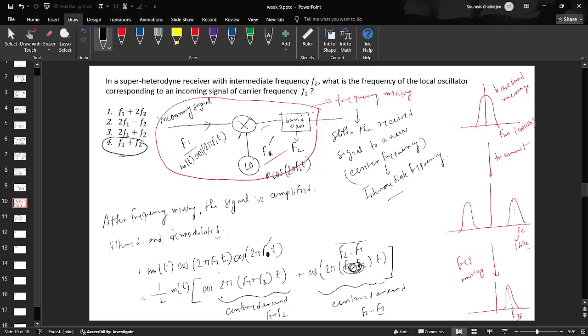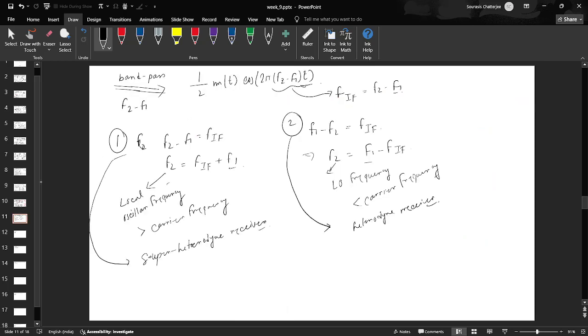It's f dash, this is f dash, this is f2, this is f dash.